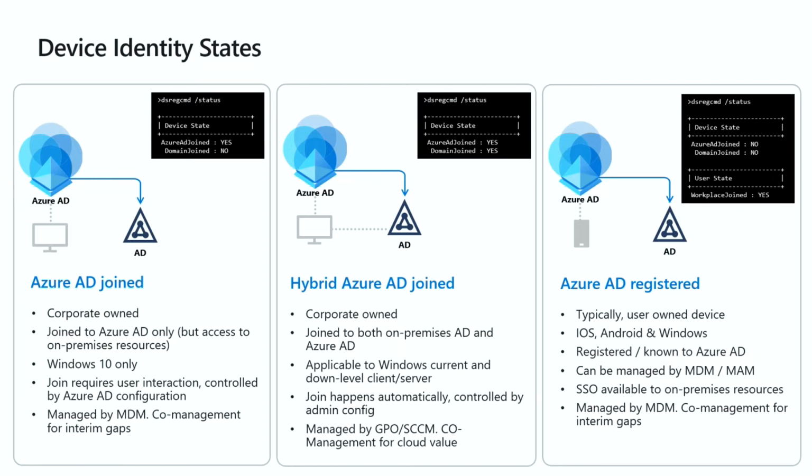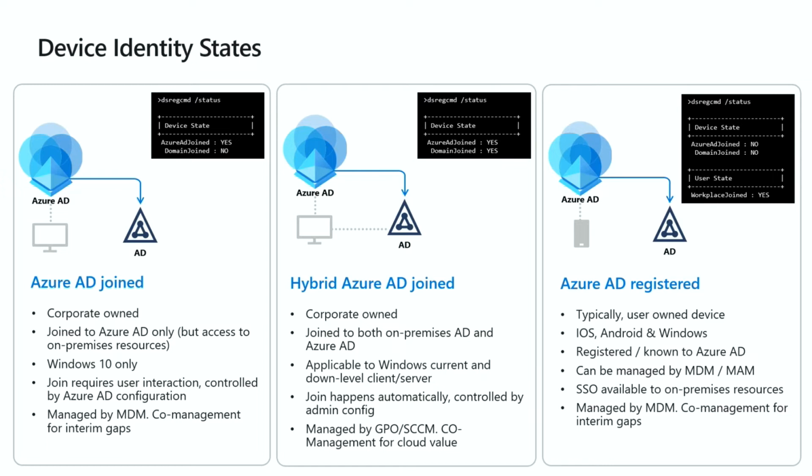Your devices are probably joined on premises to your domain. But you can join these devices to Azure Active Directory. And when they're joined to Azure AD, they can be managed by Microsoft Intune. And so in this kind of state, these devices are corporate-owned devices, and they are joined to Azure AD, but they can access on-premises resources. And that's one of the confusion pieces that we see a lot of customers have, is that if the device is Azure AD joined, I can't get access to on-premises resources, and that's not true.